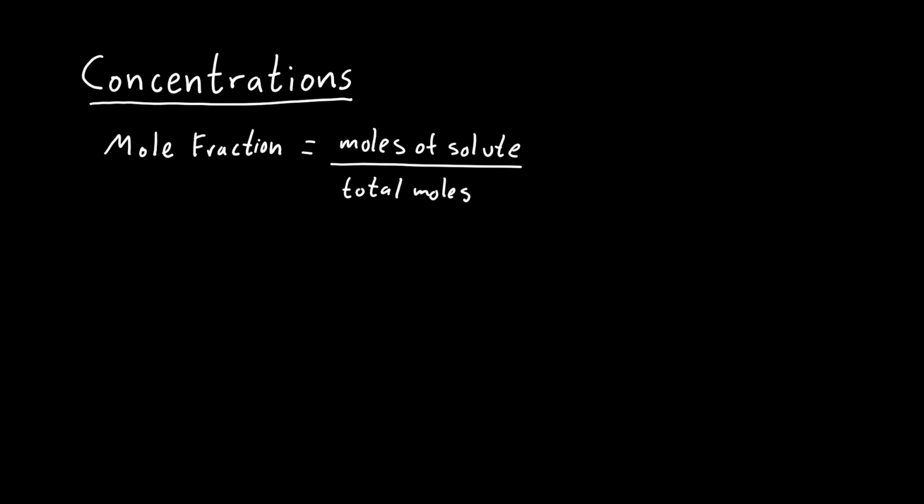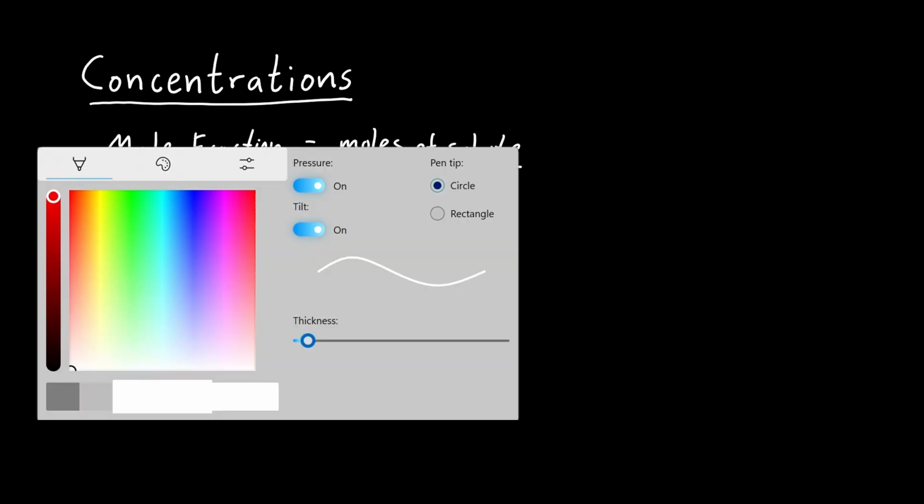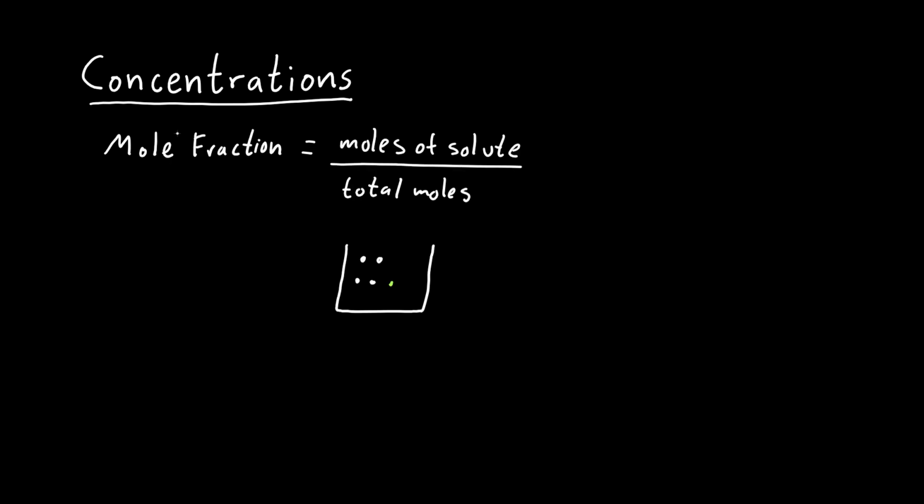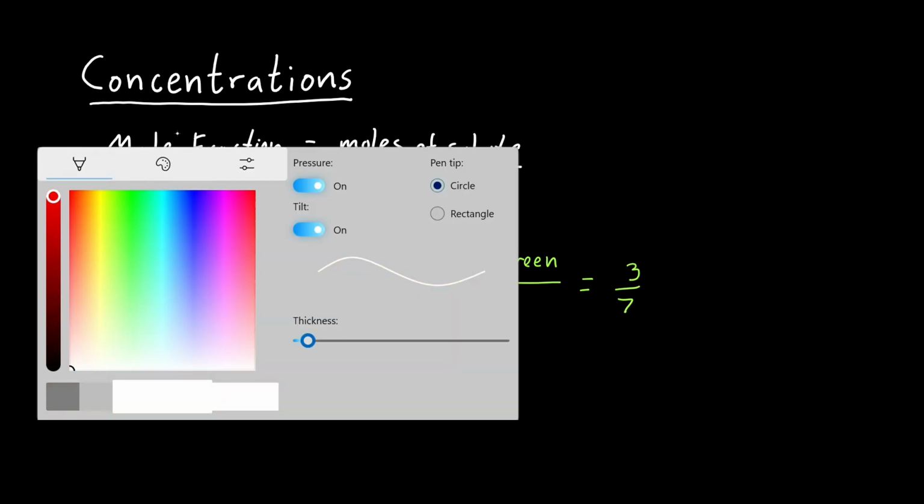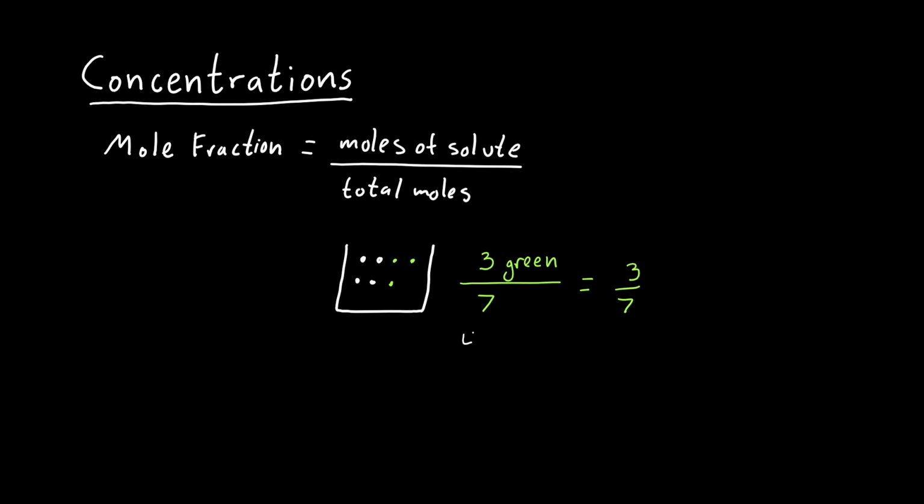So a good way to think about our mole fractions is if we go back to the box analogy. So let's say in our box we have 4 white balls and we have 3 green balls. Now here our mole fraction of green balls would be 3 green divided by the total number, which is 7, which would give us a mole fraction of 3 over 7. And then for the white balls, we would have 4 white divided by 7 total, so the mole fraction would be 4 over 7.